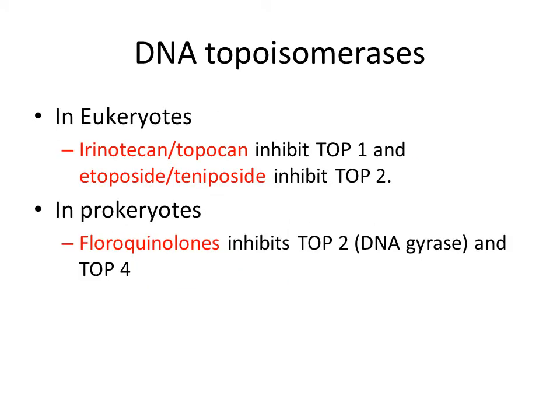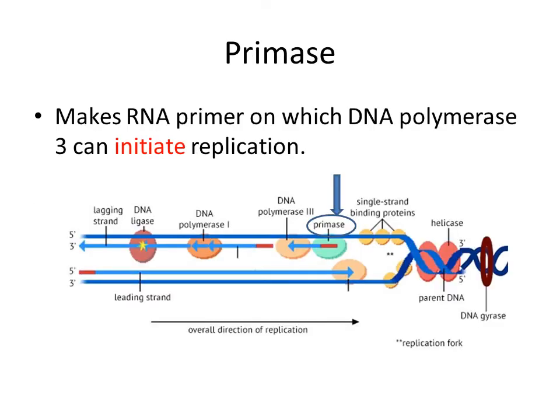Further, for DNA topoisomerase, there are some inhibitors that can stop topoisomerase. In eukaryotes, irinotecan and topotecan inhibit Top1, and etoposide and teniposide inhibit Top2. In prokaryotes, fluoroquinolones inhibit Top2, which is DNA gyrase that we have seen in the previous slide, and Top4. Top stands for topoisomerase. So the next enzyme is primase, which makes the RNA primer on which DNA polymerase 3 can initiate replication.